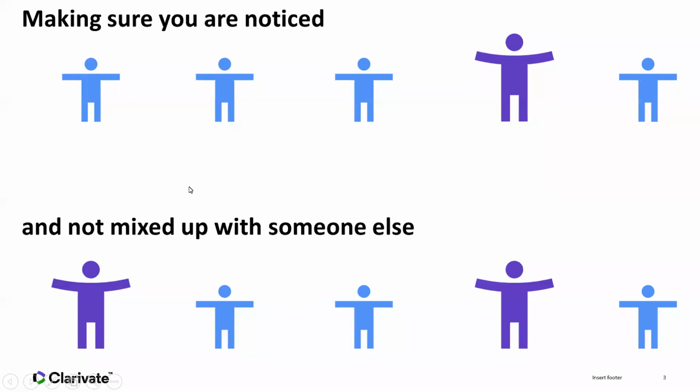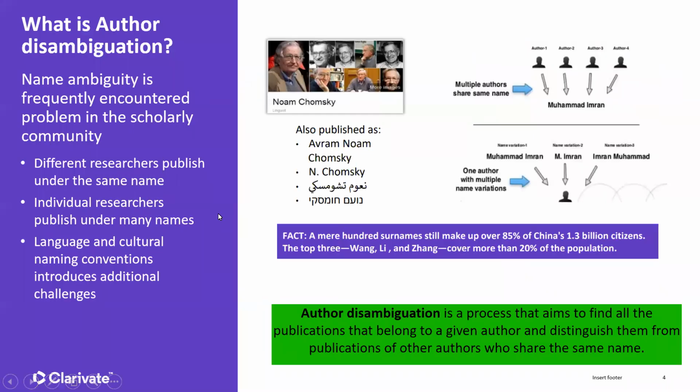So it's not just a matter of making sure you are noticed. Of course, you want to ensure that the work that you are doing, the amount of time that you invest in it, and your expertise and knowledge gets noticed. But it's also a matter of ensuring that you don't get mixed up with someone else. So, the matter of author disambiguation. So what is author disambiguation?